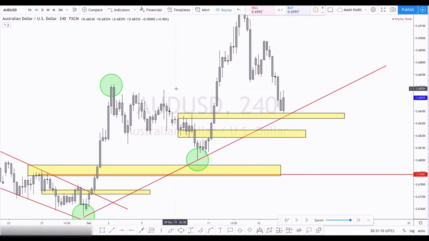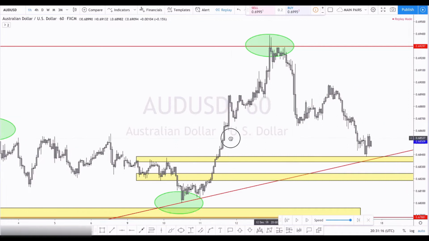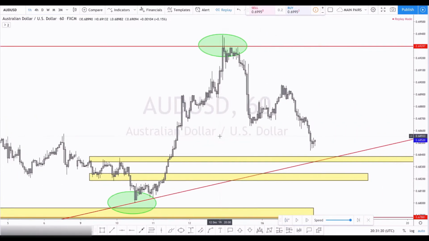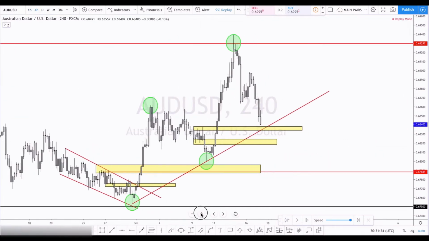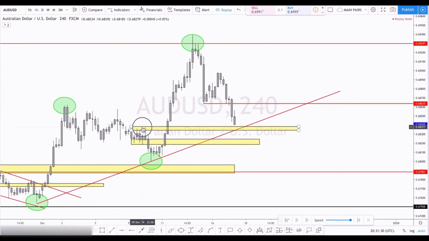So when we zoom into our 1-hour chart now, we're just going to go back a little bit. We're zooming into our 1-hour chart, sticking here. So now we're looking for entry points around here. A nice area of resistance is here. And like I said, we're looking for longs in and around this area.